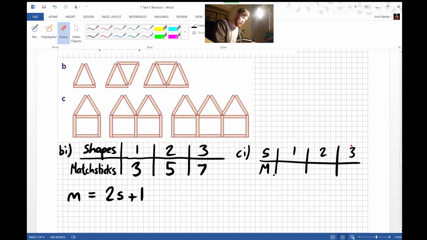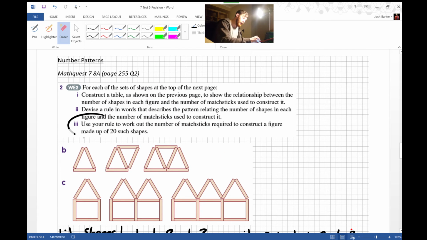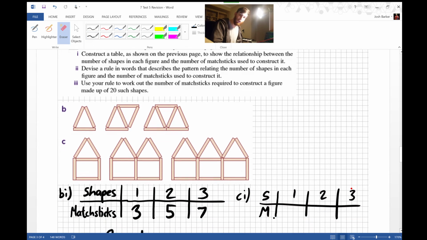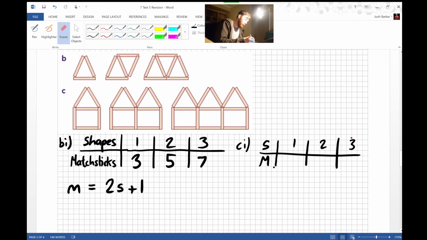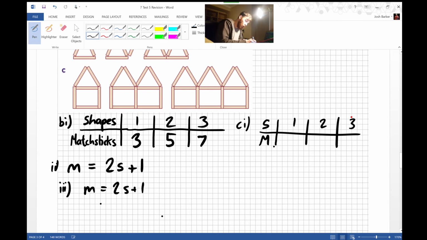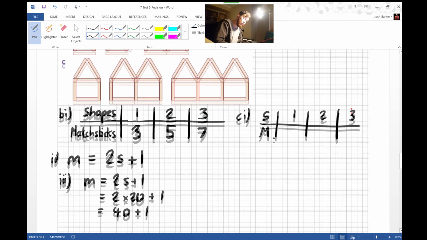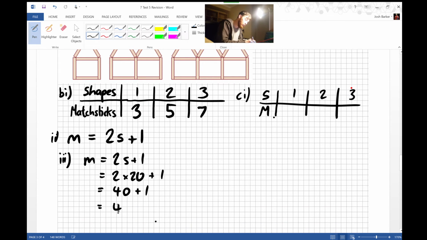Now the next thing you're asked to do is use your rule to work out how many matchsticks you're required to use for 20 shapes. Then it just becomes a simple substitution question. Let's do that real quick. All right, so our formula is m equals, or number of matches is 2 times the number of shapes plus 1, or 2 times 20, because it's how many matches for 20 shapes, plus 1. 2 times 20 is 40, and 40 plus 1 is 41.